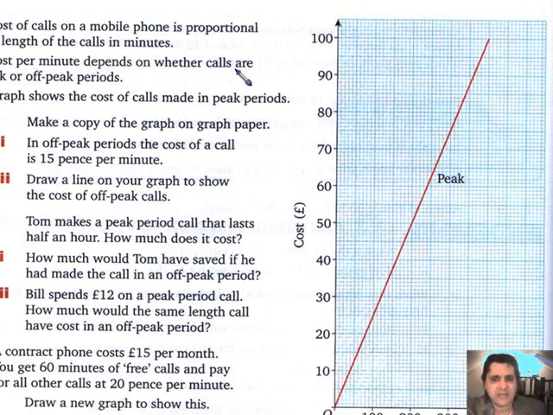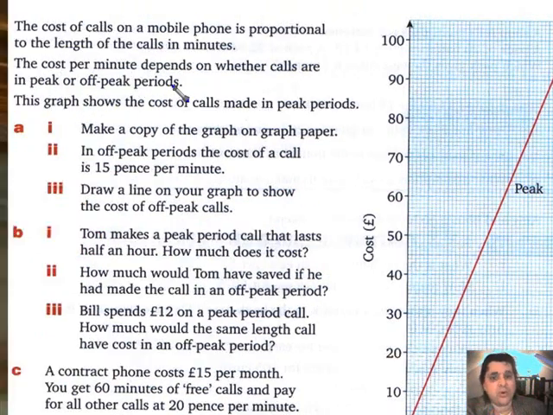The cost per minute depends on whether calls are in peak or off-peak periods. You know that. This graph shows the cost of calls made in peak periods. Right? Make a copy of the graph. Well, I've done it. I've scanned it. In off-peak periods, the cost of a call is 15 pence per minute.